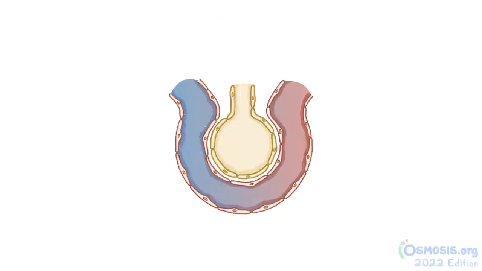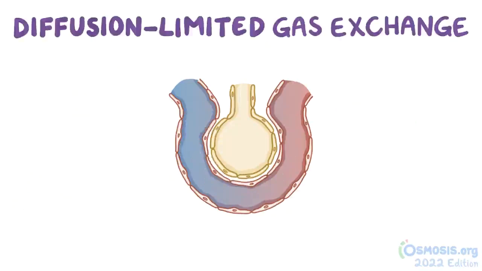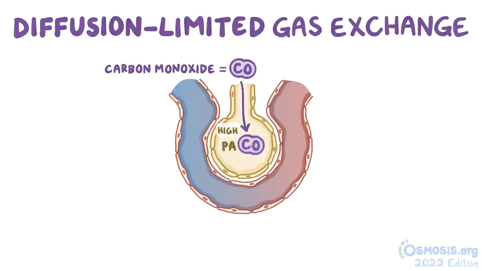Now, on the other hand, there's diffusion-limited gas exchange, which is best illustrated by using the example of carbon monoxide, or CO, diffusion. Okay, now, at the beginning of the alveolar capillary contact, we have the highest alveolar CO partial pressure, or PACO, while its partial pressure in the blood, or PaCO, is 0, because this gas isn't originally found in the blood. At this point, the partial pressure gradient is at its highest, and this causes carbon monoxide to quickly diffuse into the blood.